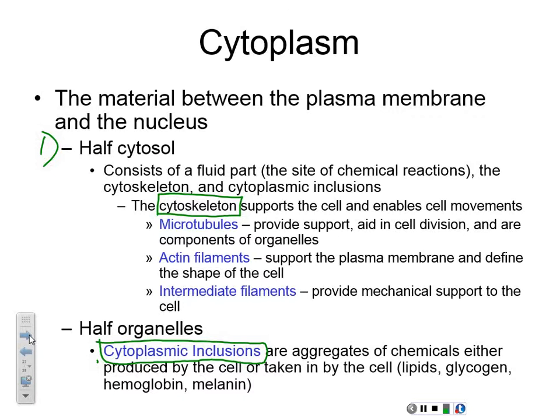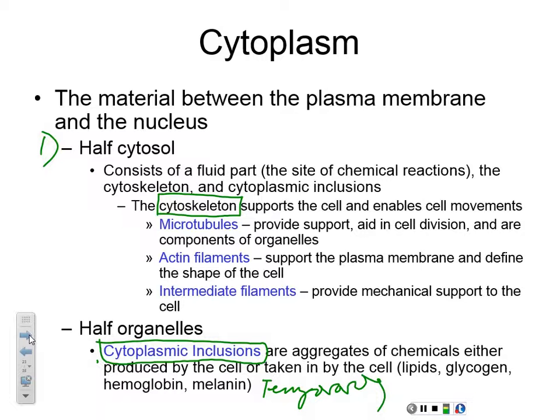The difference between cytoplasmic inclusions and organelles, which are also membrane bound, is that cytoplasmic inclusions are temporary, right? You can use up the glucose or you can use up the melanin, but it's still a membrane bound organelle, just temporary. So those are the cytoplasmic inclusions. They are temporary, even though they're still membrane bound.